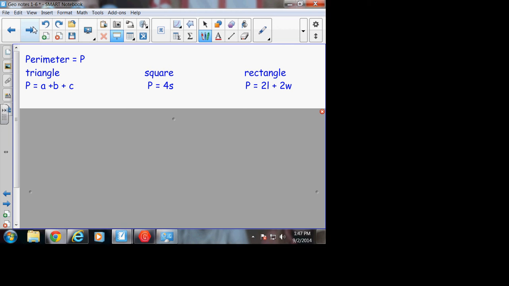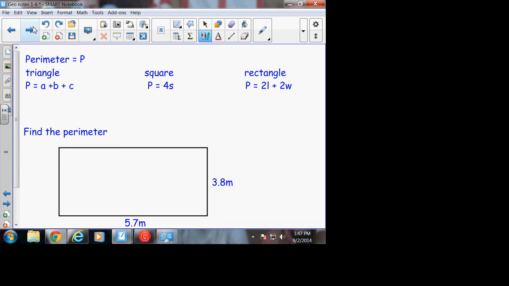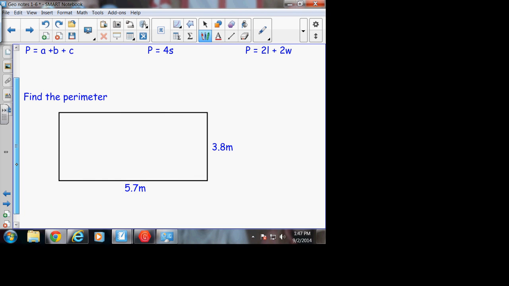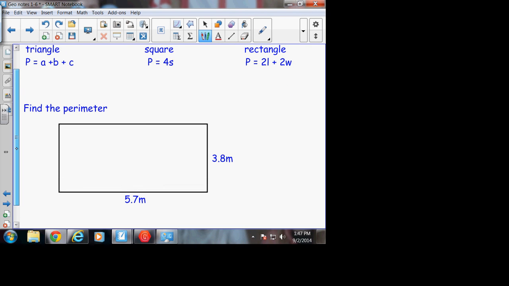When you're finished with that, I want you to work on the perimeter of this one. Do it in your head.